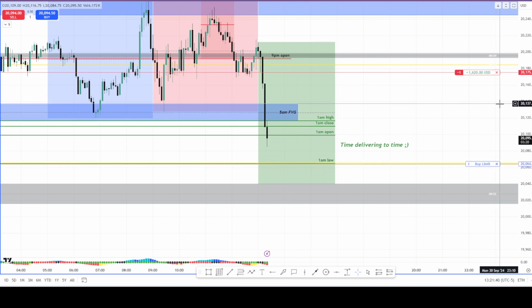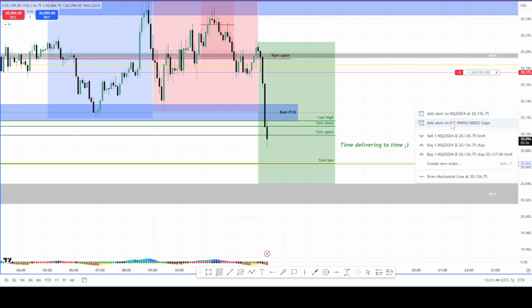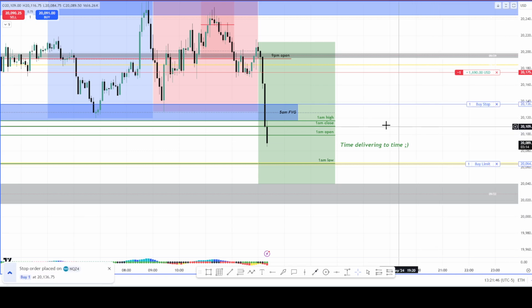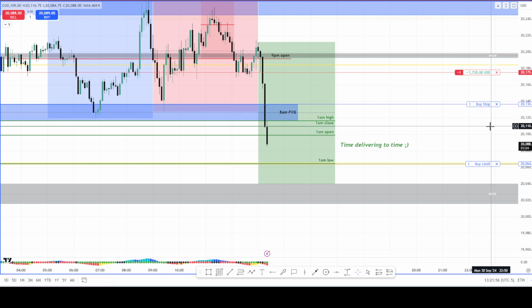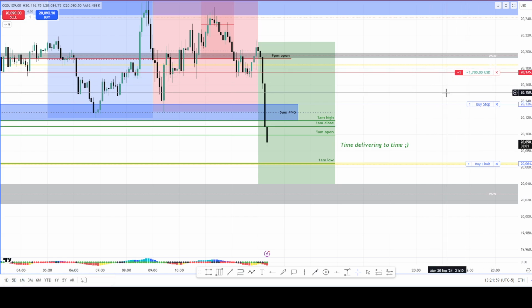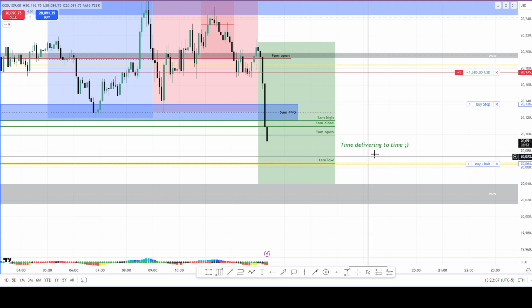So what I can do is I will just set a buy stop right at the top of this 5 a.m. fair value gap. So runner takes out the low or we're getting stopped out. Which is why I took 2 contracts, because I like taking one at the open and then I like seeing if price wants to run the low.